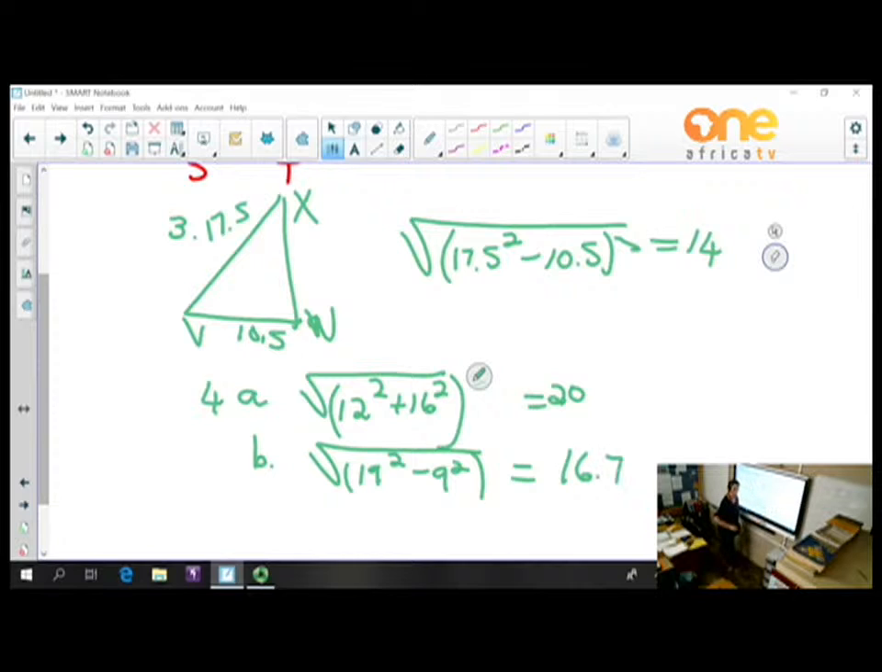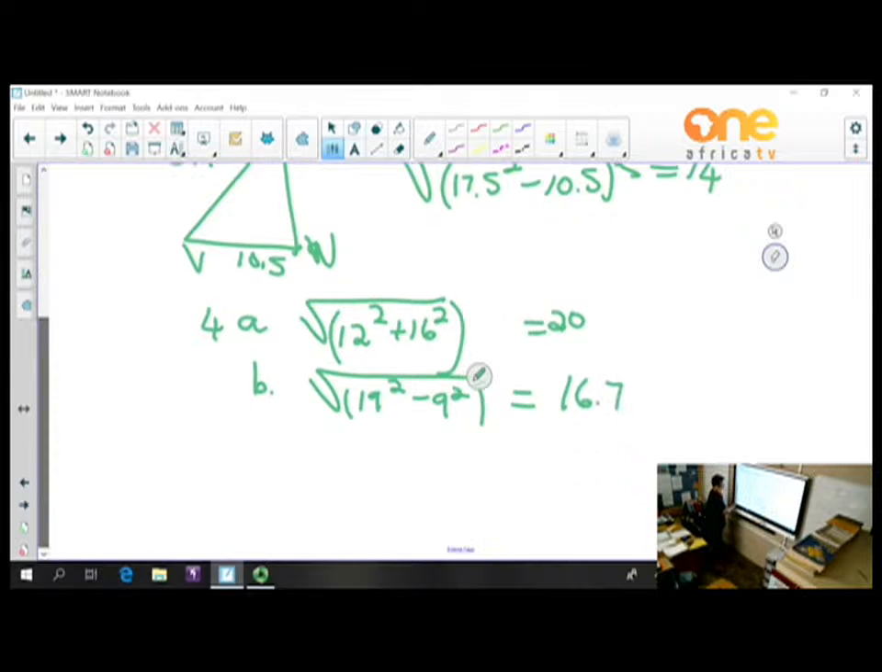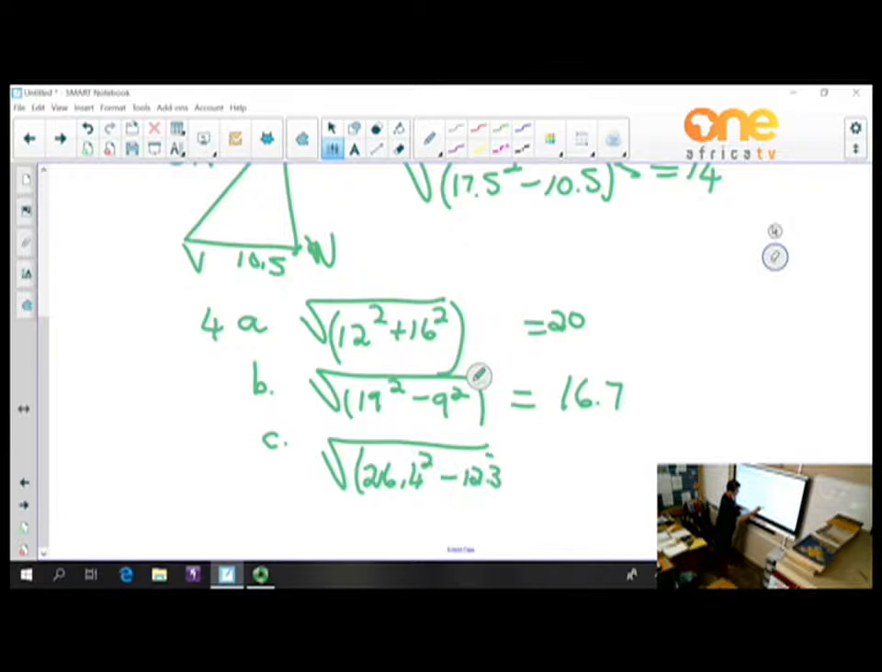Remember, we round off to 3 significant figures. The sides are to 3 significant figures. Number C, are you going to add or subtract? I'm going to subtract. So it will be 26.4 squared minus 12.3 squared is equal to, okay, and we can do that one again then, square root of brackets 26.4 squared minus 12.3 squared, close, is equal to, and I have 23.4.